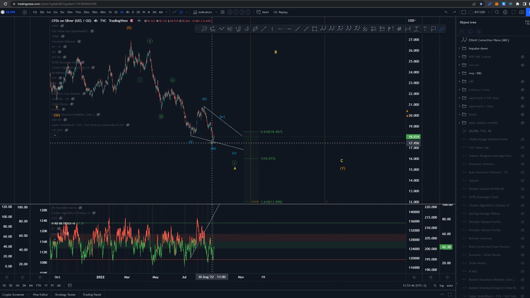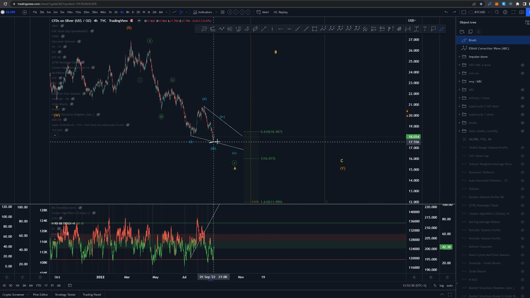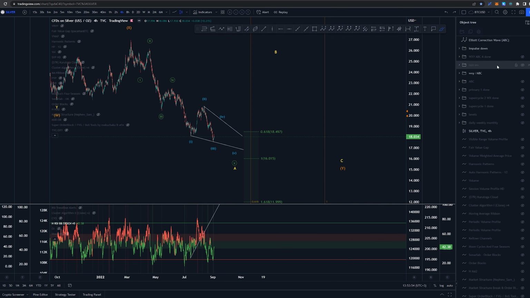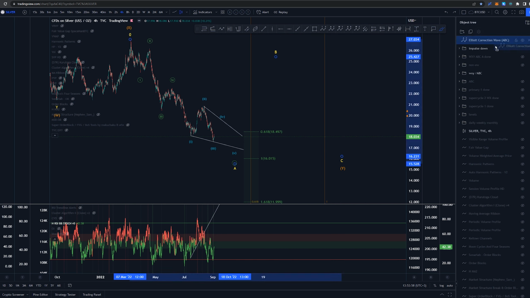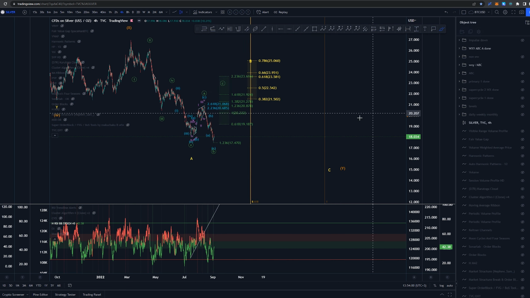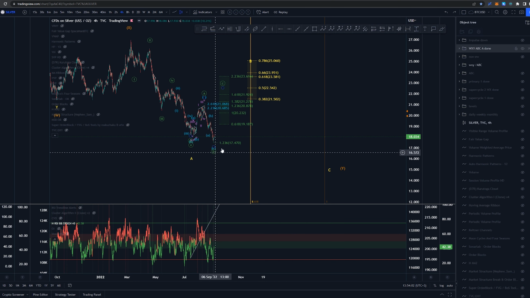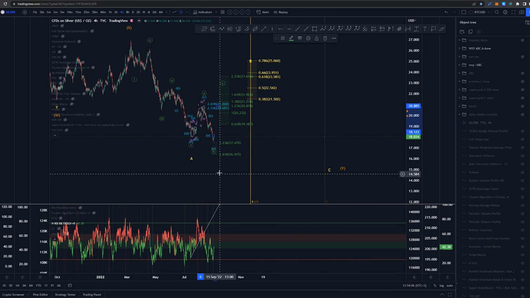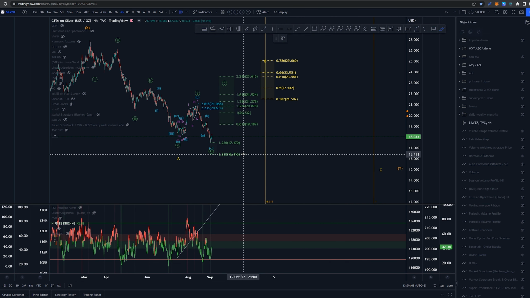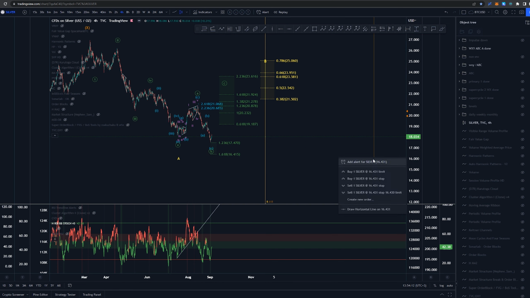But again, I would only look at this structure or scenario if we are going to be taking out these current lows after making some kind of pump. If it just continues to fall down here, I don't have a count for that at the moment. This B wave can go all the way to the 1.618, which would be around the $16.4, and at that point, I don't know, we would need to definitely look into this again.